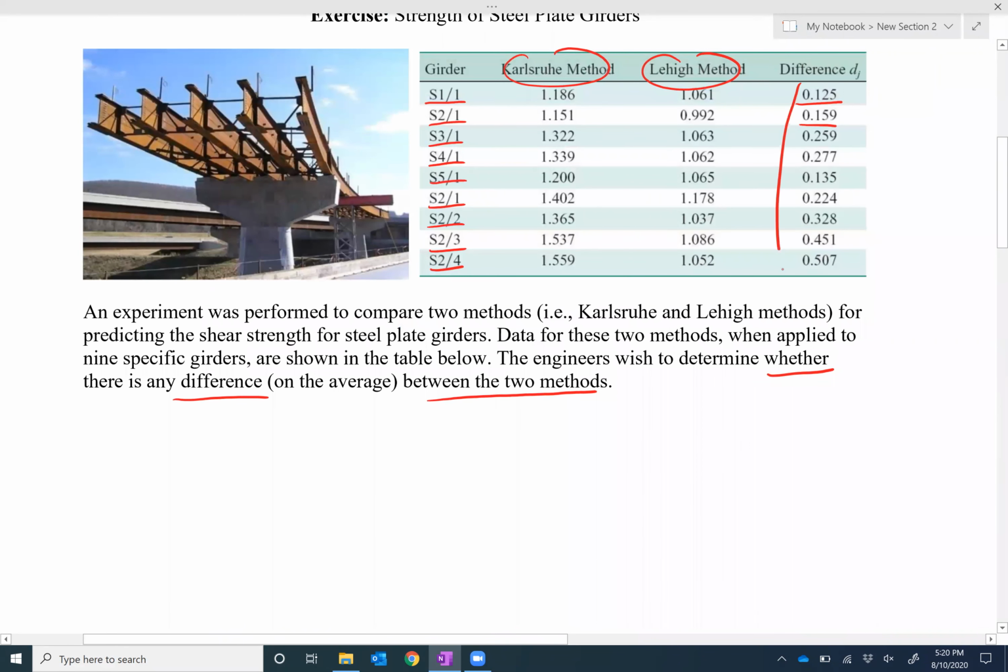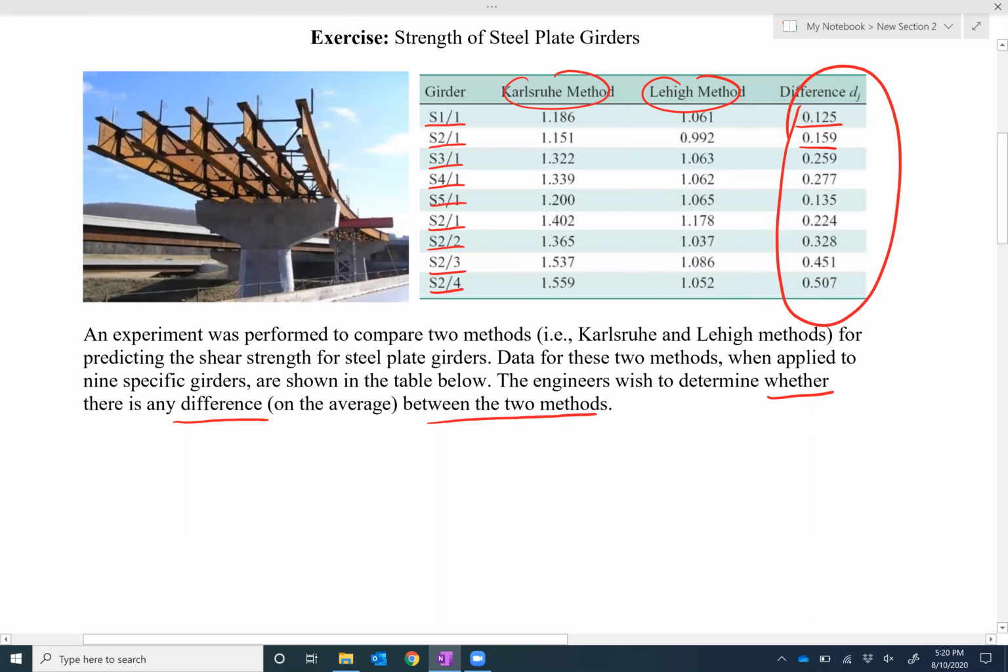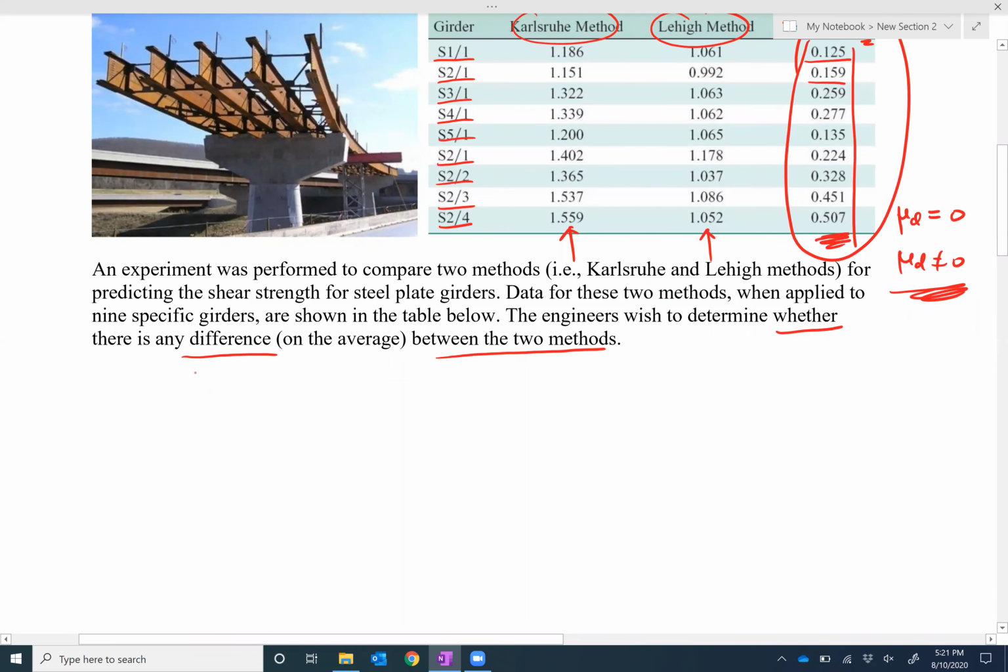We have this column of differences. We want to know whether there's any difference, that means this mean, mu D. Because this could be random variation, this mean could be zero, or this mean does not equal zero. If it does not equal zero, then there's a difference between these two methods. So mu D is the difference between these two methods.